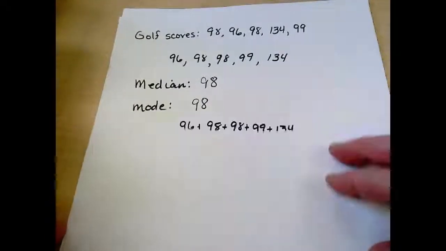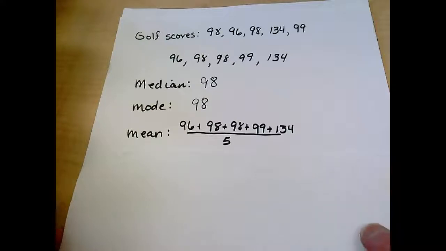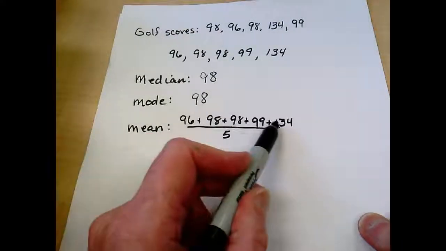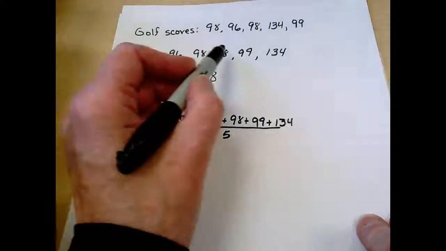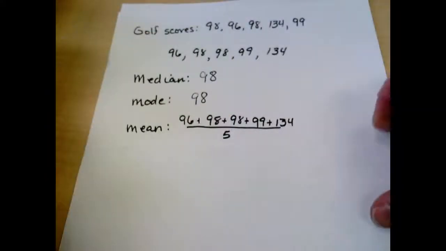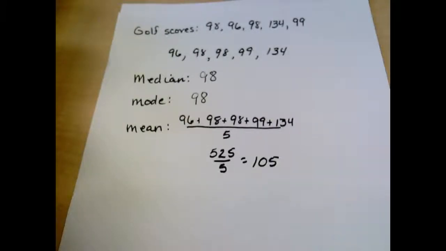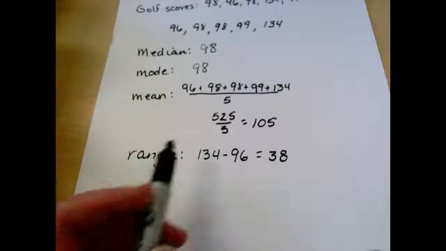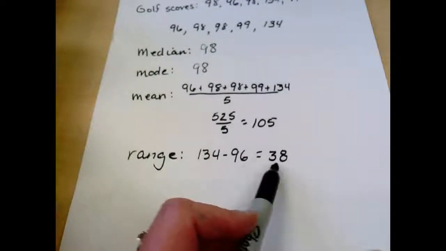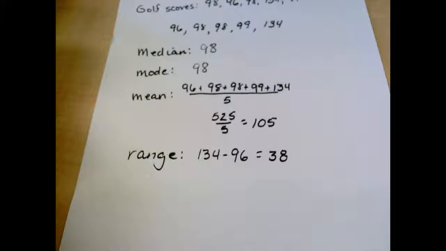Mode, most often occurring, so I have 2 98s. And then I find my mean, so I take all my values, add them up, divide by 5, because that's how many there were, 1, 2, 3, 4, 5 of them. So when I add them up, I get 525, divide by 5, and I get 105. If I want to find my range, it's the highest minus the lowest, which is 38.